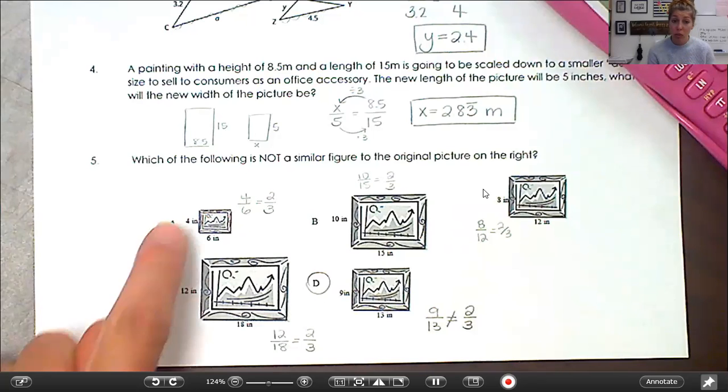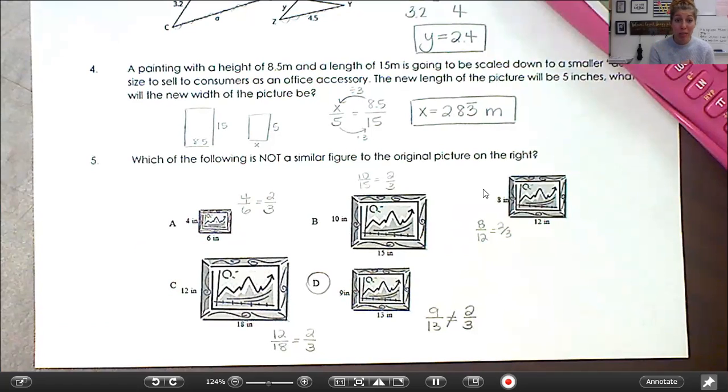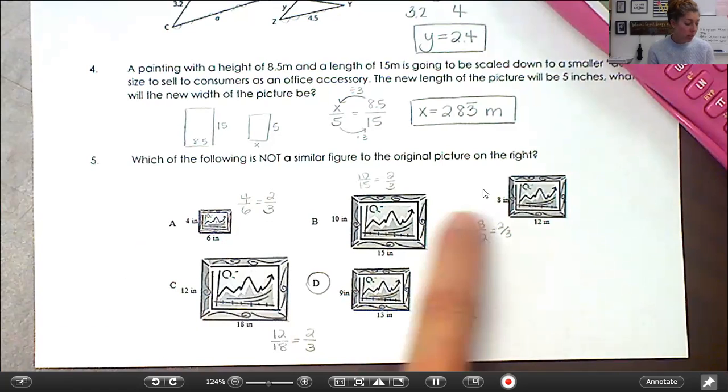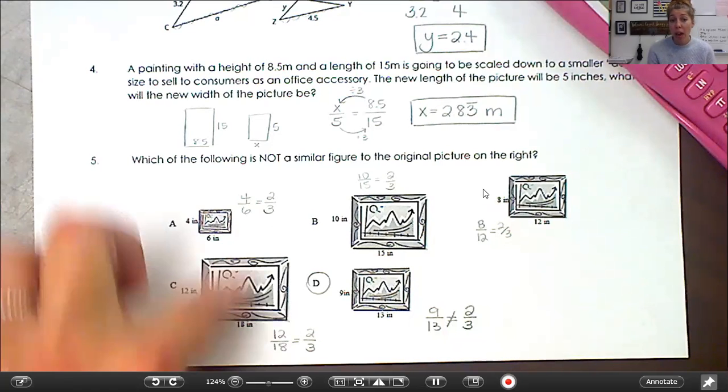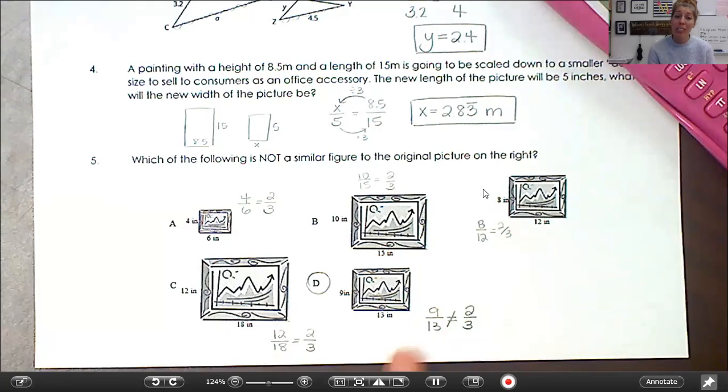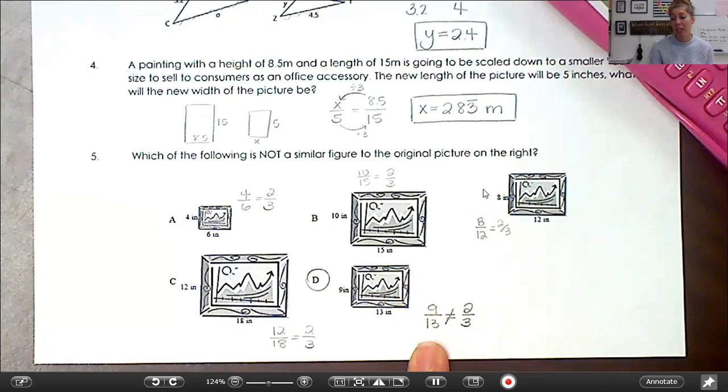So I just took the height over the base and made a ratio and I reduced it. All of these, oops, sorry, 1, 2, 3, 4 of them were 2/3. D was the one that did not equal 2/3 or was not equal to the other, okay?